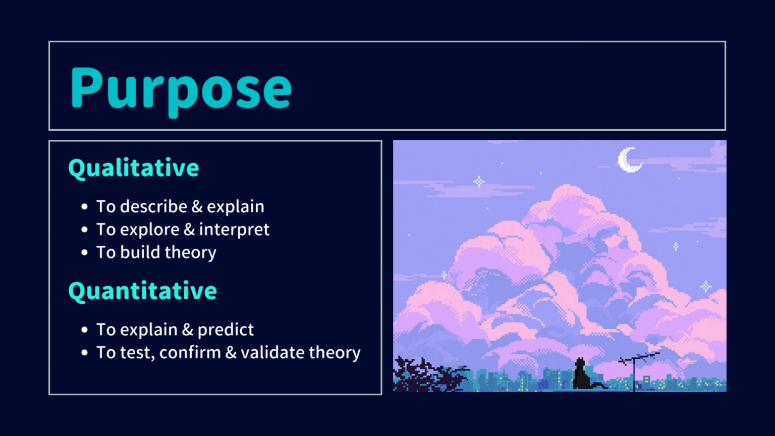Basically, the reason why we choose quantitative or qualitative method is due to the purpose. If the researcher plans to explain and predict, or if the researcher plans to test, confirm, and validate the theory, then the researcher needs to opt for quantitative research. Otherwise, if the researcher plans to describe and explain, or explore and interpret, and to build theory, then it is recommended for the researcher to use qualitative research.